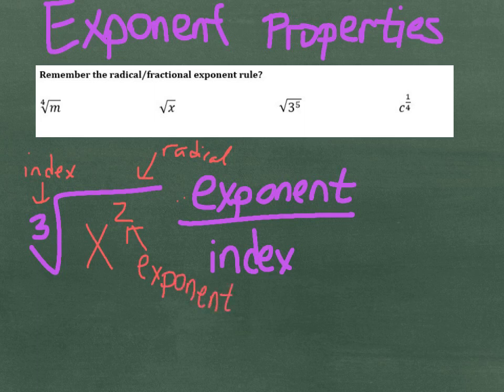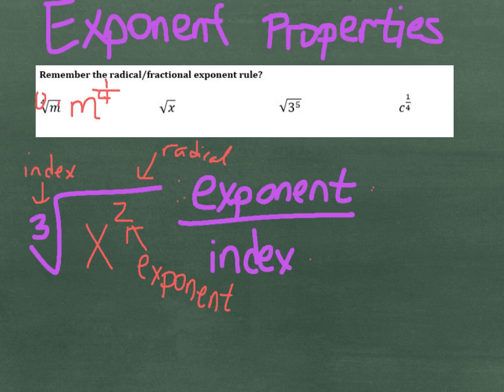So first of all, let's just really quick remember, how do we go back and forth between the two? So in this first example, my base is going to stay the same, and then I'm going to use the exponent, and that's going to be on top. Well, I don't see an exponent in here with m, so it's going to be a 1, and that's going to go over the index, which is 4. So as I switch back and forth, this is going to be m to the 1/4 power.